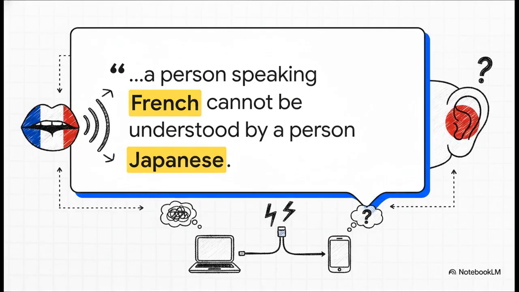So what's a protocol? It's just a set of rules that everyone agrees on. This quote nails it perfectly. I mean, if you only speak French and I only speak Japanese, we can stand in the same room, but we can't communicate, right? A protocol is that shared language. It's what turns a bunch of electronic noise into an actual, understandable conversation.